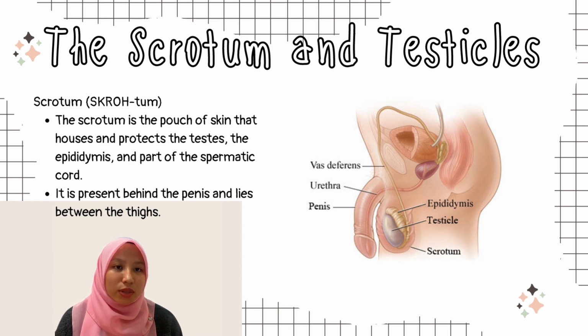Moving on to the scrotum and testicle. So, what is scrotum? Scrotum is the pouch of the skin that house and protect the testes, the epididymis, and the part of the spermatic cord. It is present behind the penis and lies between the thigh.